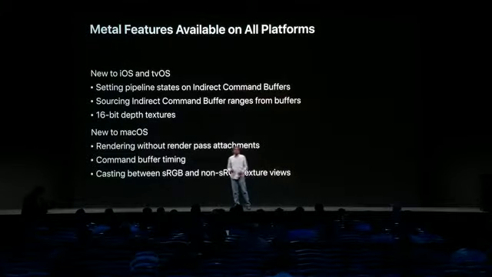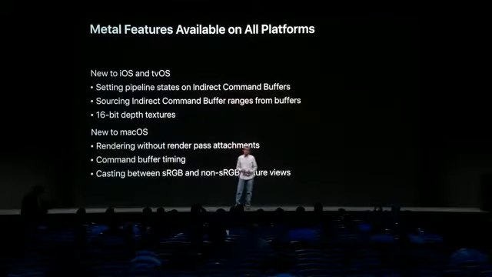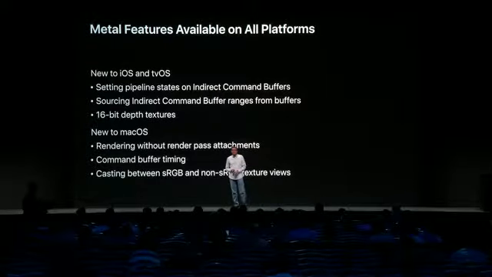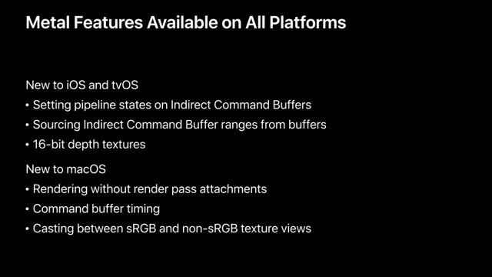We also have several important features new to macOS. We can render now without attachments in cases where you need more flexible outputs to memory buffers. You can query the time your command buffer takes on the GPU, so you can adjust your presentation intervals dynamically. And finally, macOS now supports casting between sRGB and non-sRGB views to better accommodate linear versus non-linear lighting. So now let's take a look at the new GPU family API.